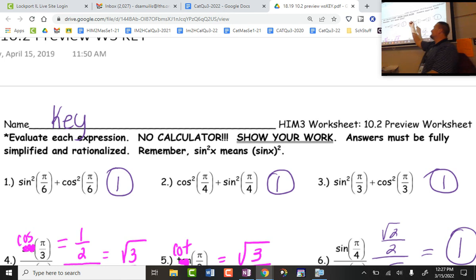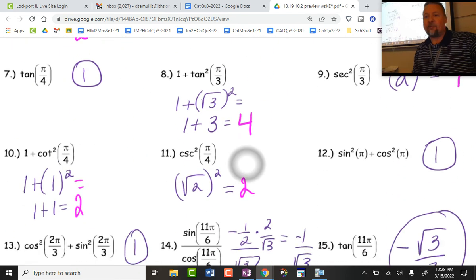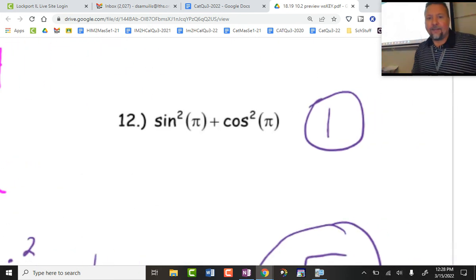1. And then notice, this is root 3 over 2 squared, and this is a half squared. Notice 1, 1, 1. That's because this is a Pythagorean identity. It doesn't matter what angle measure goes in there. You will always get 1 if you did this correctly.